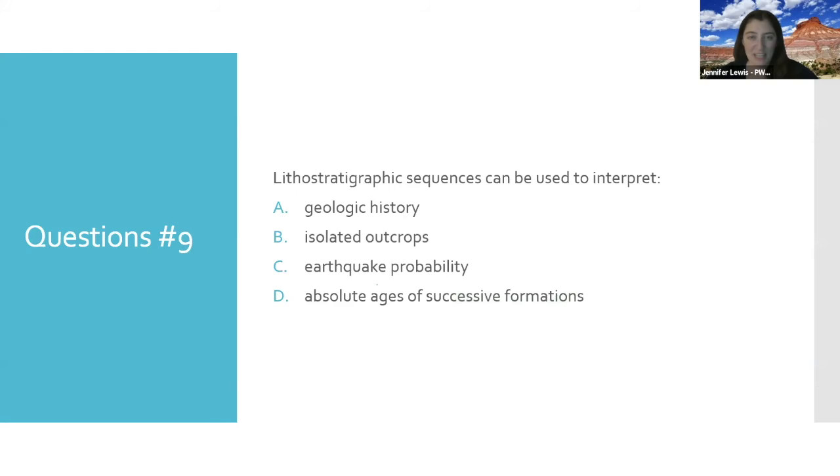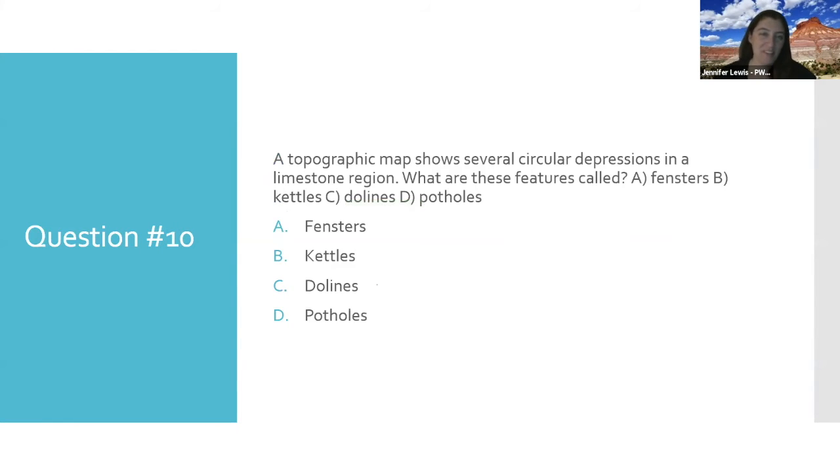The person that keeps highlighting it, you sure you want to go with that one? Because it's wrong. The answer is A, geologic history. Okay, yeah, I messed up this one a little bit, but let's see.